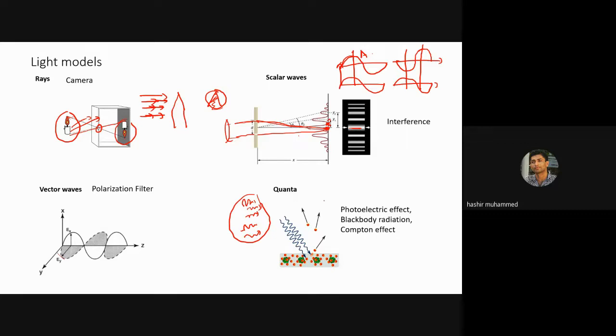And this originated when everyone failed to explain some of the physical phenomena. Those are the photoelectric effect, black body radiation, and Compton effect. How this actually happened: Einstein finally pointed out that light is also a particle that follows particle behavior, and he called it quantized. So the energy of each wave packet is h bar omega.